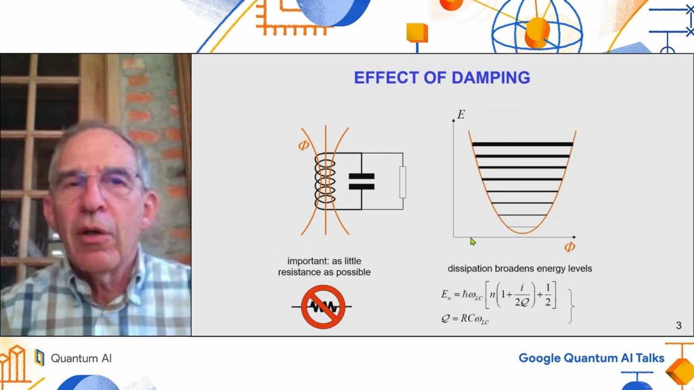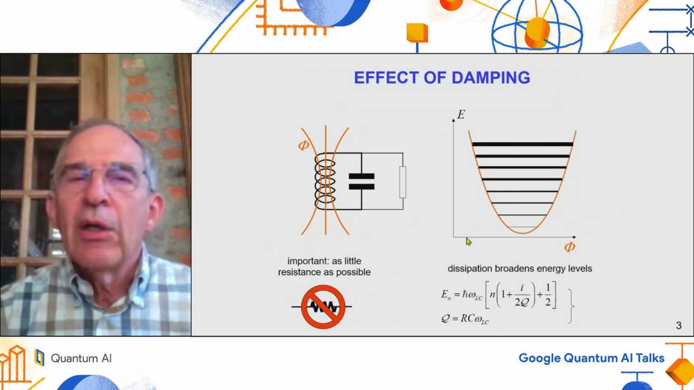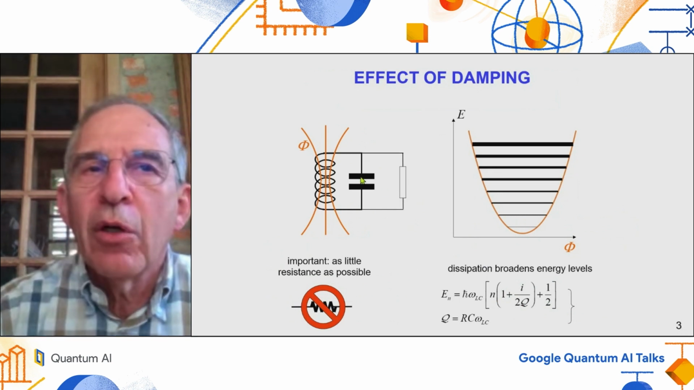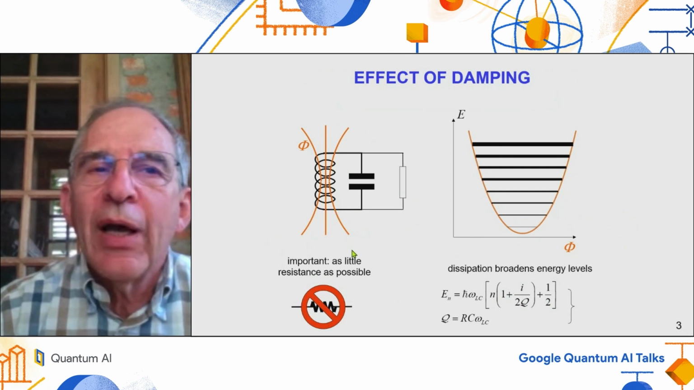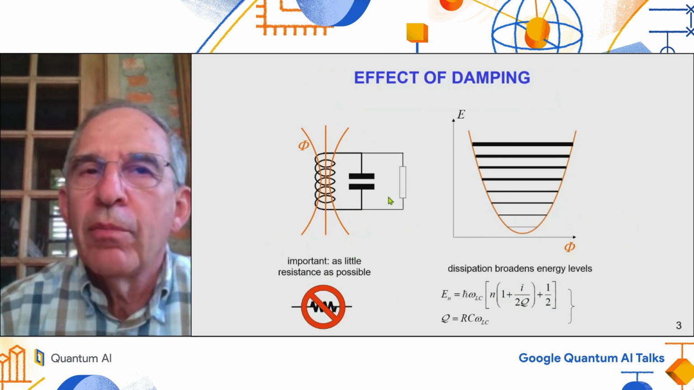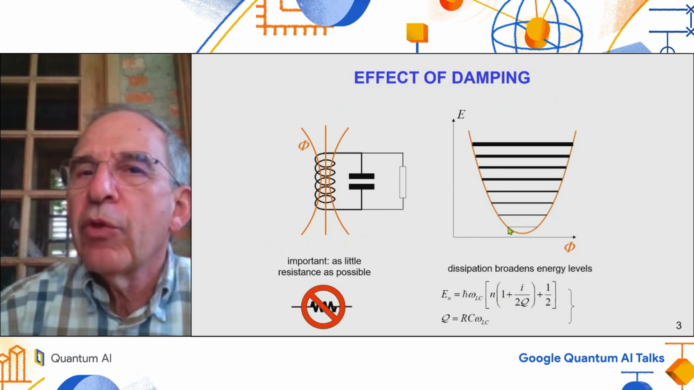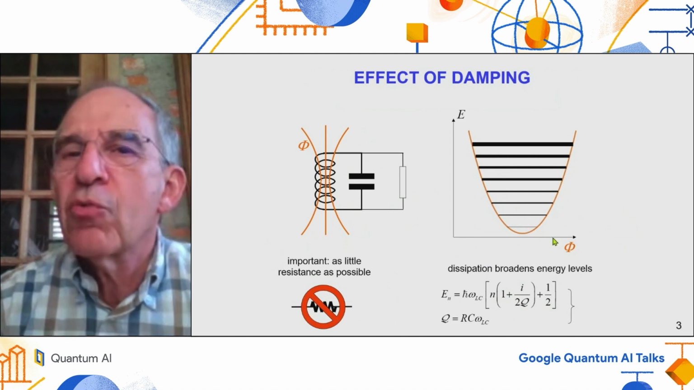Now comes a very important aspect, the question of dissipation. So we want to assemble circuit elements, but we want to avoid as much resistance as possible. And in order to understand this, you can think of resistance as broadening the levels. As you can see, the ground state stays sharp, but the first excited state is broadened, and of course this increases with level number.